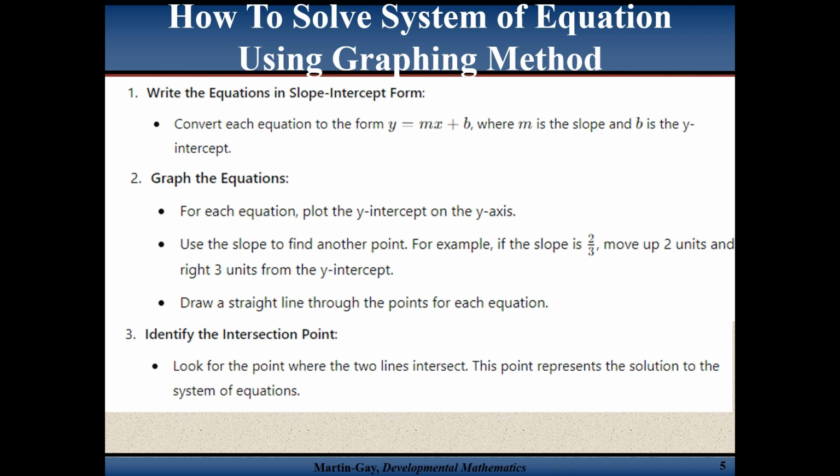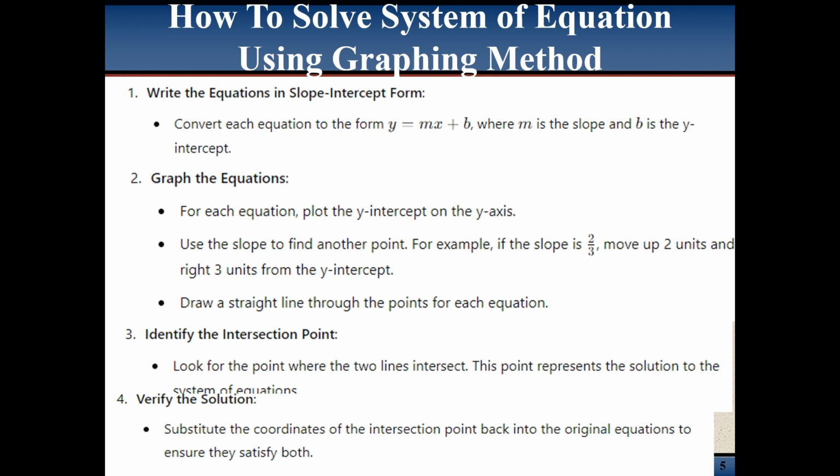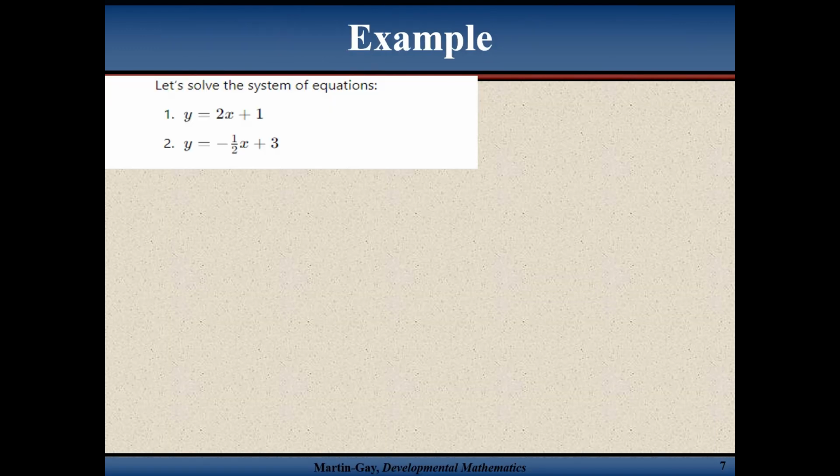Step 3: identify the intersection point. Look at the point where the two lines intersect. This point represents the solution to the system of equations. And then you verify the solution. You substitute the coordinates, or ordered pair, of the intersection point back into the original equations to ensure they satisfy both.